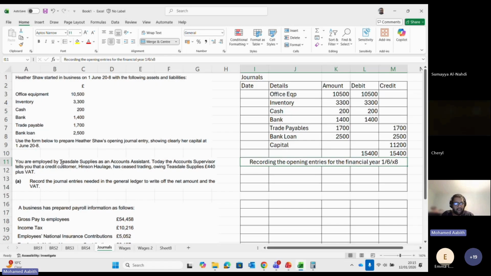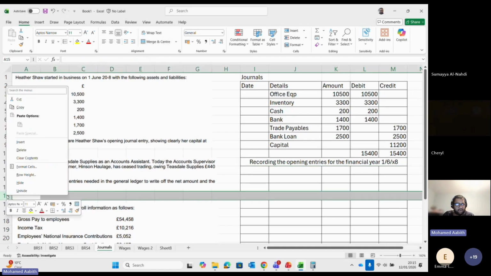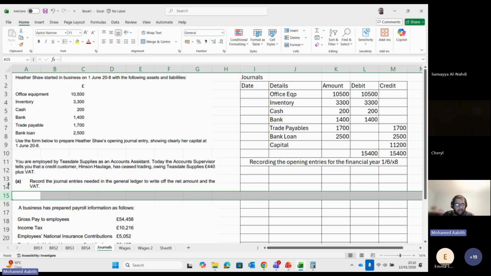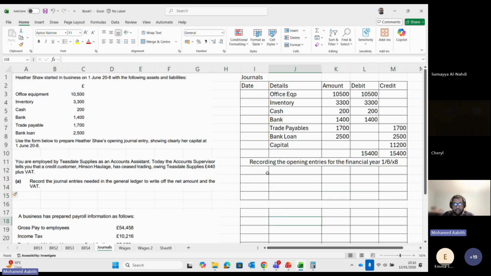Next question you have here. You are employed by T-Stale Supplies as an accounts assistant. Let me just put one more line here, because I need to do a journal entry and a narrative. So quickly have a look at it. Today, your accounts supervisor tells you that a credit customer, Hinson Haulage, has ceased trading, owing T-Stale Supplies £440 plus VAT. Record the journal entries needed in the general ledger to write off the amount and the VAT.